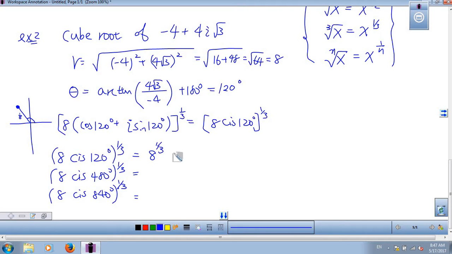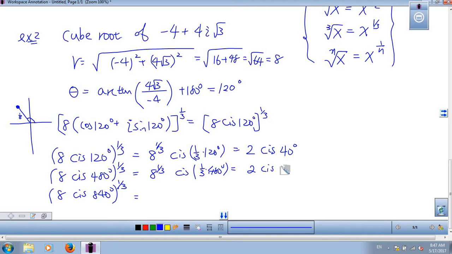It's going to be 8 to the 1/3 power CIS 1/3 times 120 degrees. So this will be 2 CIS 40 degrees. I'm sorry, 120 divided by 3 is 40. The second one is 8 CIS 1/3 times 480, so 480 divided by 3, which will be 2 CIS 160 degrees. As you can see, they're not coterminal anymore.